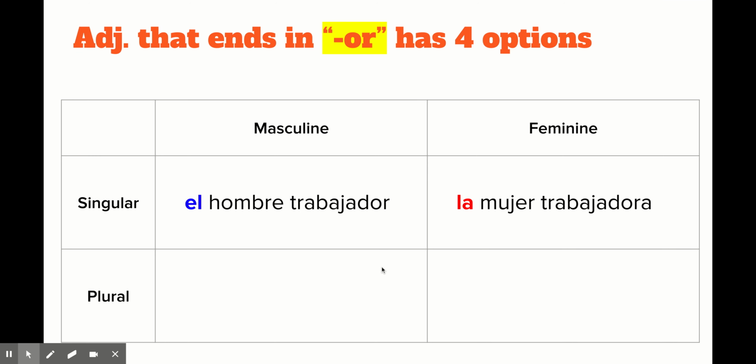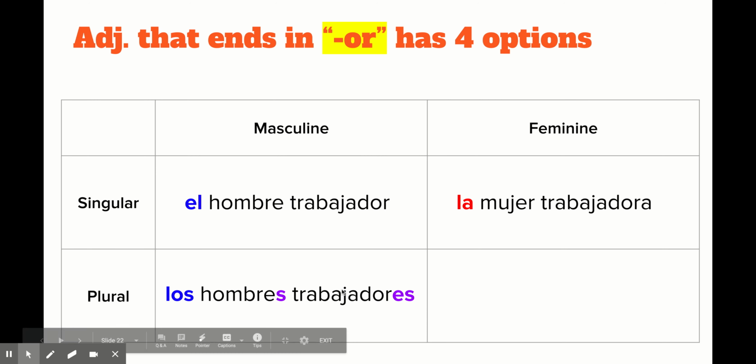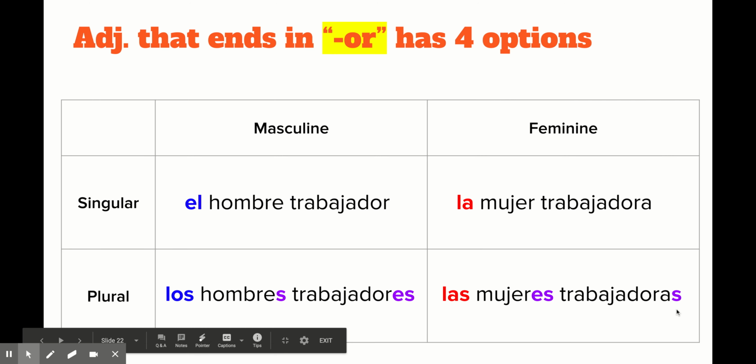Now, what if I wanted to say the hardworking men, plural, not man, men. Well, I need to make everything agree in gender and number. So it's going to look like los hombres trabajadores. Notice it ends with an R, guys. Remember, if it ends with a consonant and we're making it plural, we need to add an ES. Los hombres, we can just add an S there. Trabajadores, because we were talking about more than one hardworking man, right? Men, hombres. And the last one, hardworking women, plural, las mujeres trabajadoras.